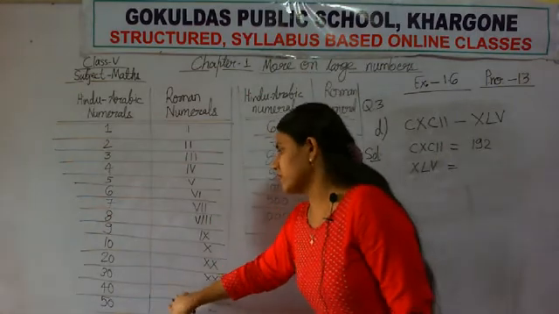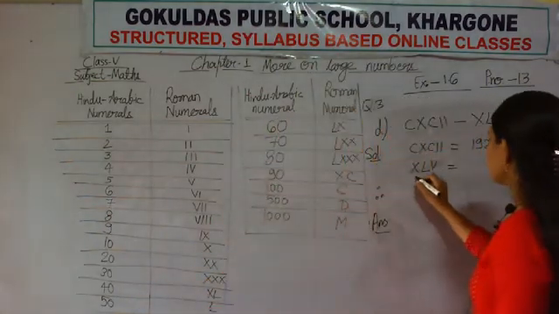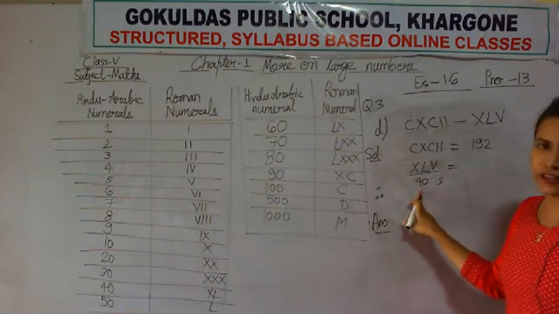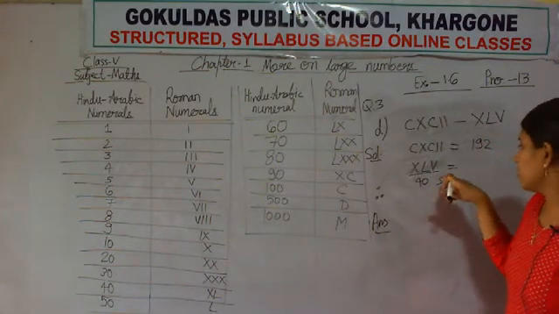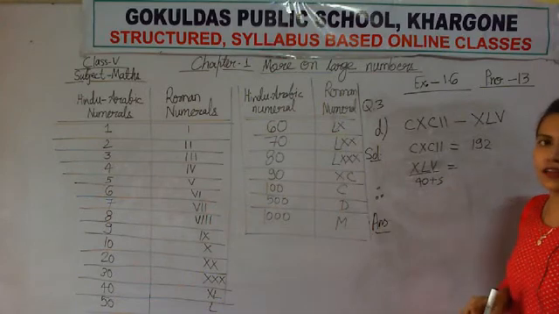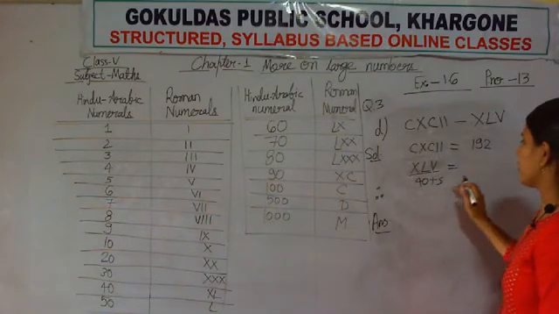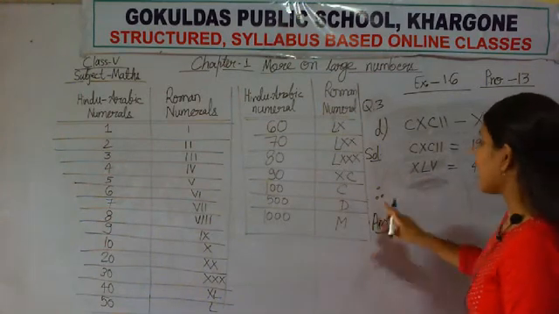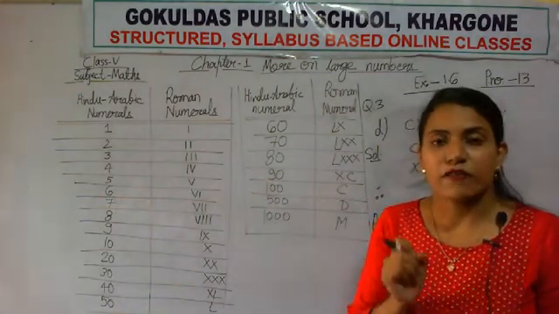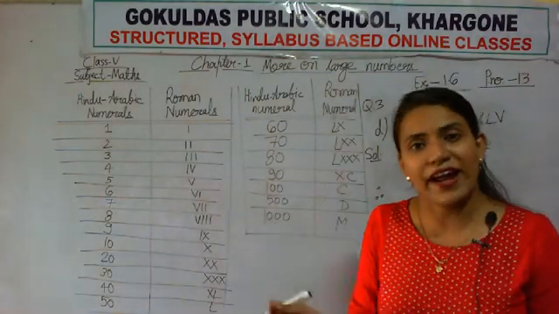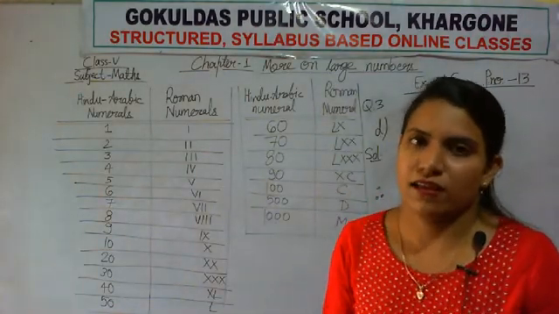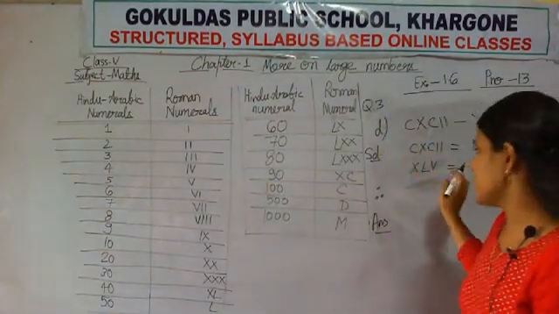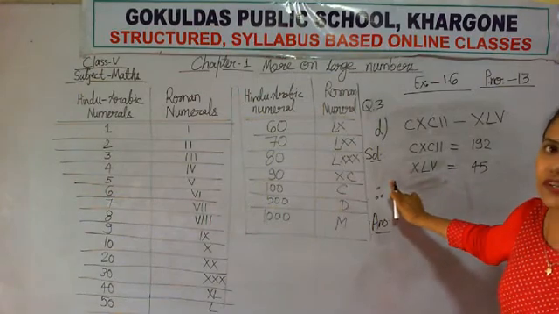XL represents 40 and V represents 5. 5 is smaller than 40, and 5 is written right to the 40. Then it shows addition. Now 40 plus 5 is 45. When we add the numbers in the Roman system, a smaller number is written right to the larger number, and we subtract when the smaller number is written left to the larger number.